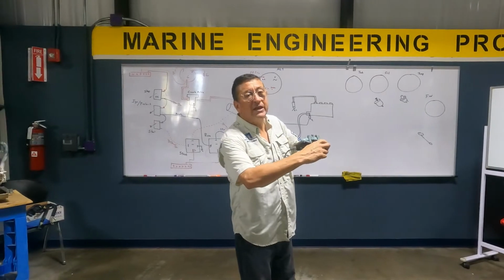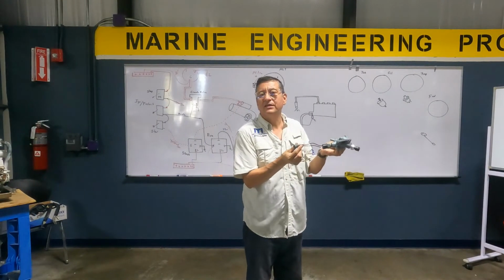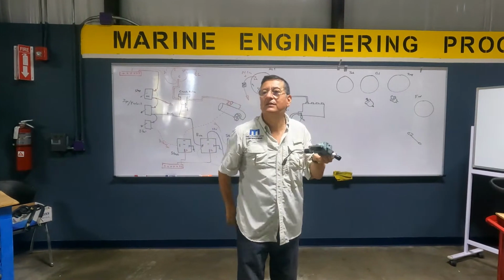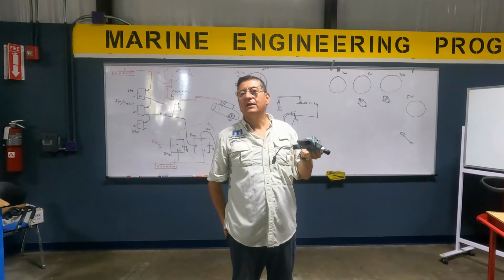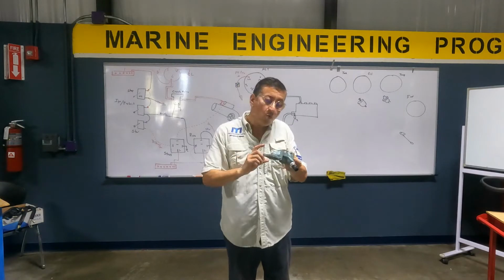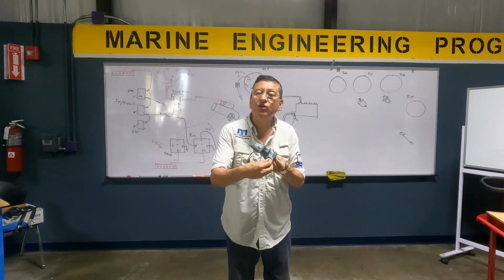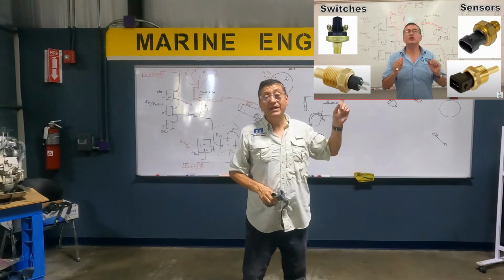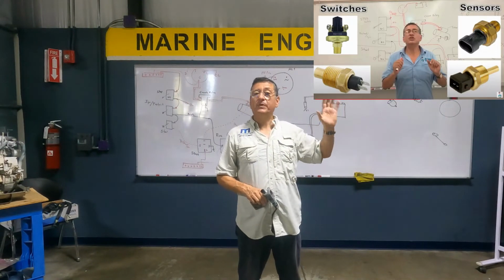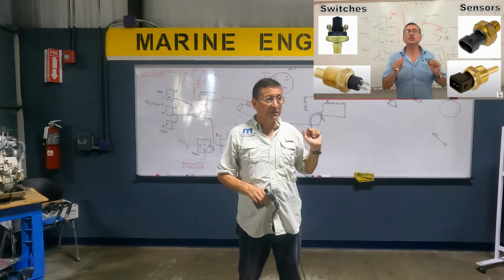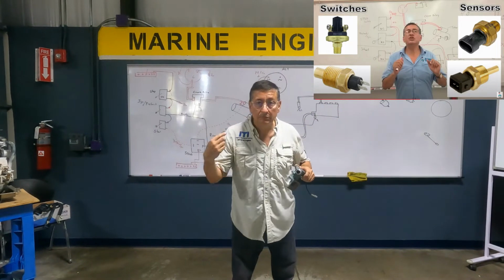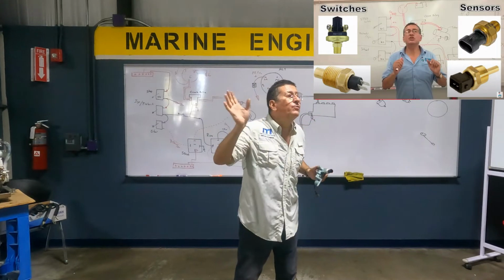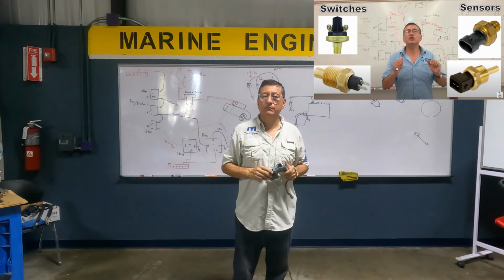And look at this. One is a sensor and the other is a switch. One is a temperature sensor and the other is a switch. What is the function? You remember that episode where I explained the difference between sensors and switches? Okay. The switch kills, and the sensor sends the signal for the gauge or for the computer in some cases.